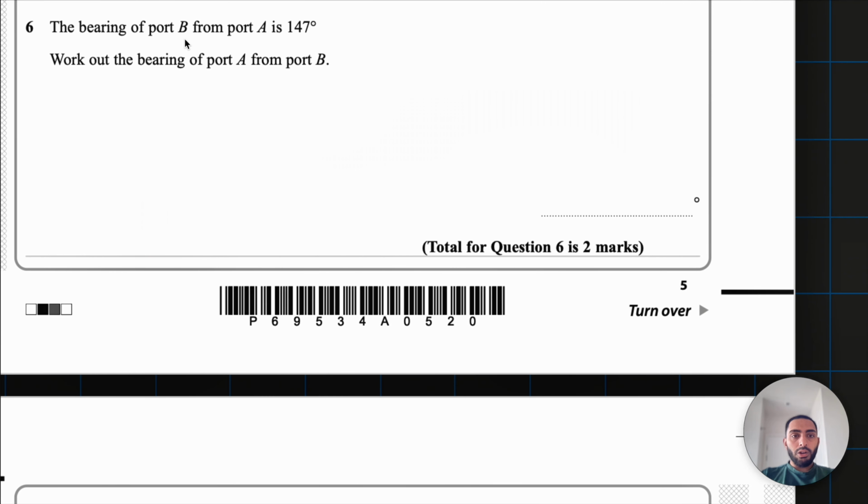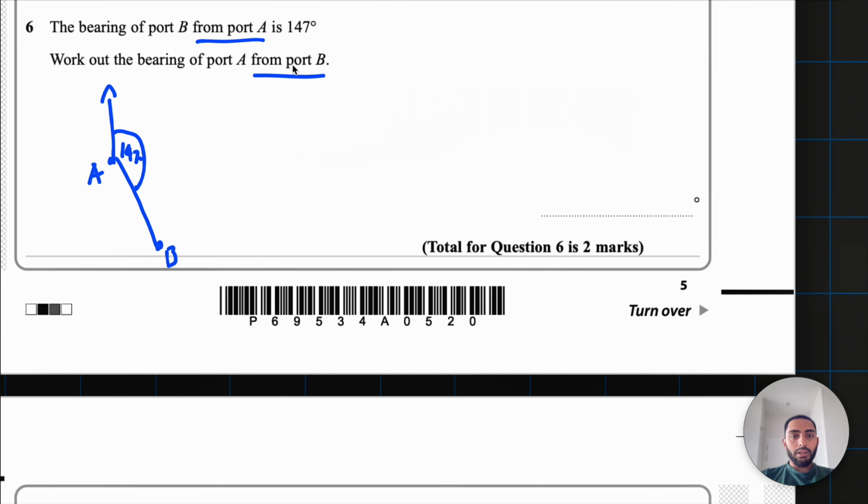Question 6, the bearing of port B from port A is 147 degrees. If it says from port A, that means we're starting at port A. So port A is here. We draw a line going up north, and 147 degrees is about a straight line. It's just less than a straight line, so it looks somewhat like that. That angle here is 147, and it takes us all the way to B.